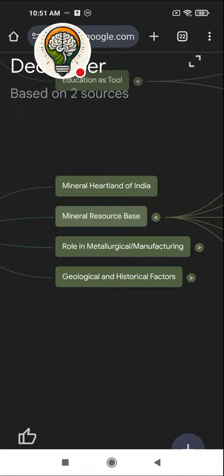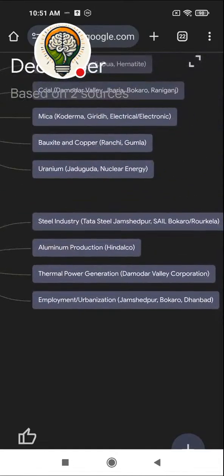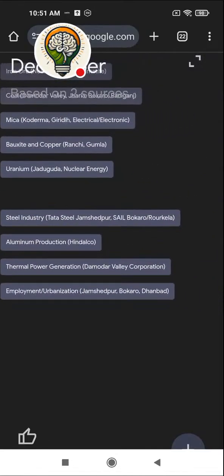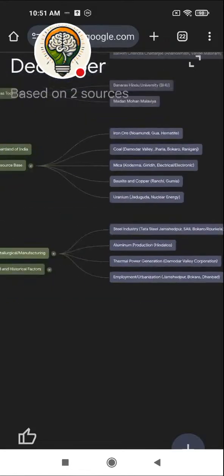Then the role in metallurgy and manufacturing. So steel industry, Tata Steel, Jamshedpur, SAIL, Bokaro and Rourkela. Aluminum production in Hindalco and thermal power generation, Damodar Valley, and employment and urbanization, Jamshedpur, Bokaro and Dhanbad.